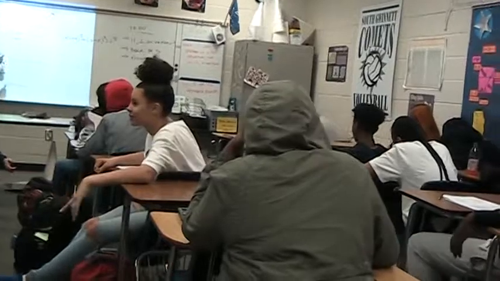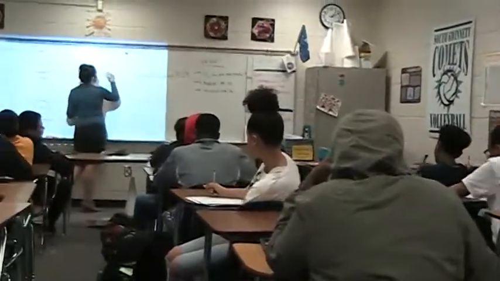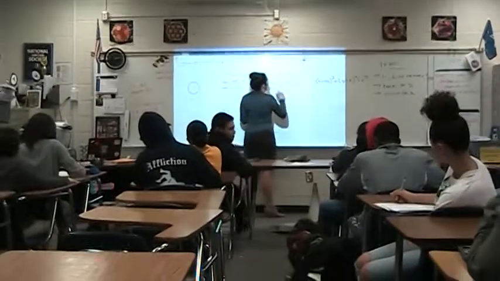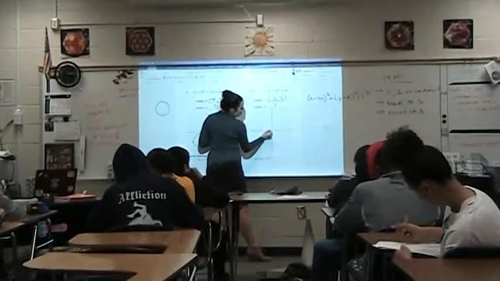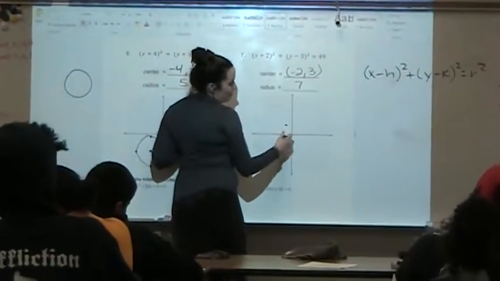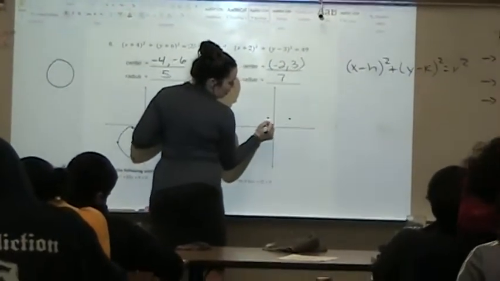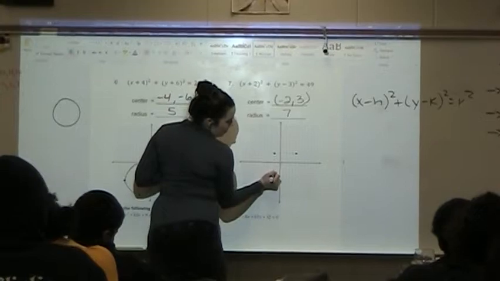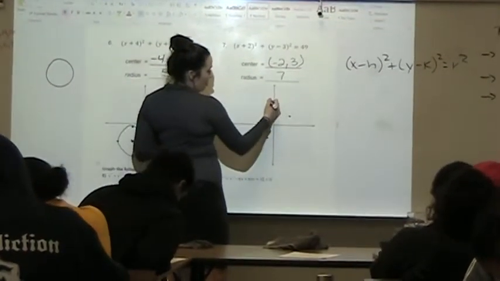All right, so let's talk about it. What's your center? -2, 3. All right, what's my radius? Beautiful. I go left 2, up 3. Then I'm gonna go 7 from my center, 1, 2, 3, 4, 5, 6, 7. I go down 1, 2, 3, 4, 5, 6, 7. Up 1, 2.